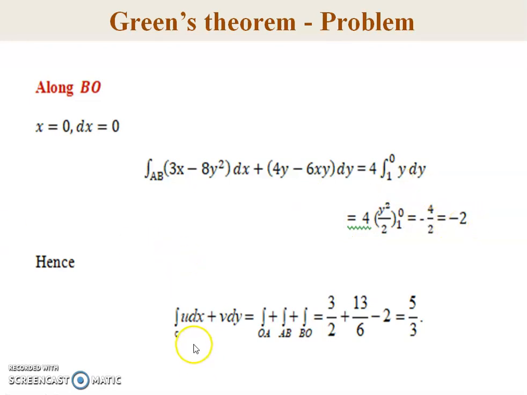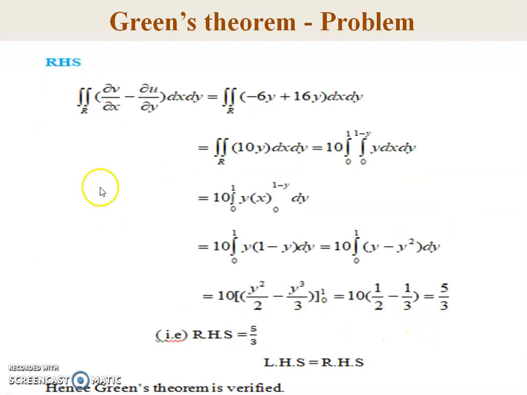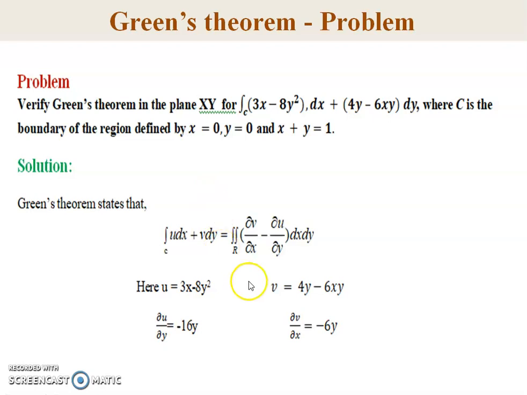Hence, what is integral over C, U dx plus V dy? Add all the results. We get 5 by 3. Right, now we are going to prove RHS. What is RHS here? Double integral over R of dou V by dou x minus dou U by dou y, dx dy. What is dV by dx? See here, dV by dx equal to minus xy, dou U by dou y equal to minus 16y.